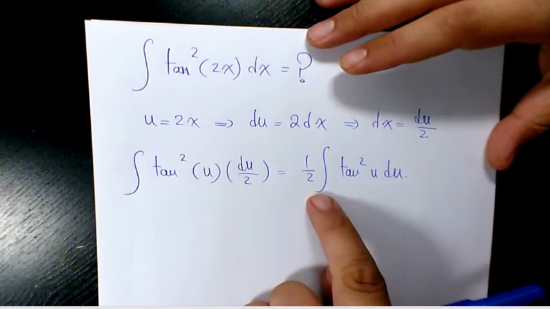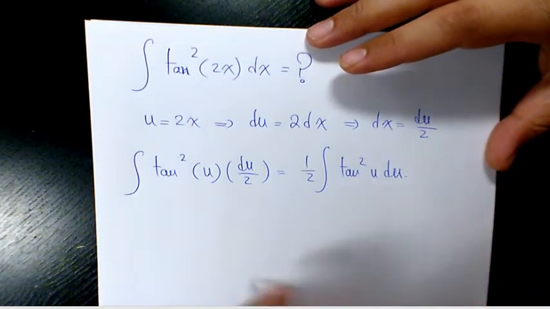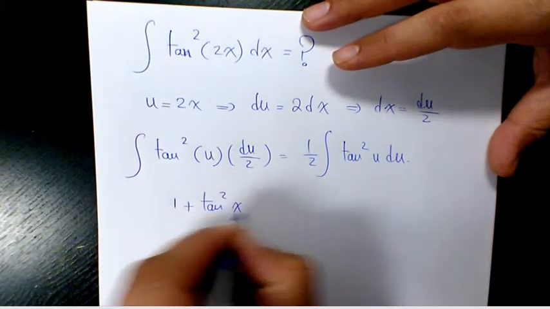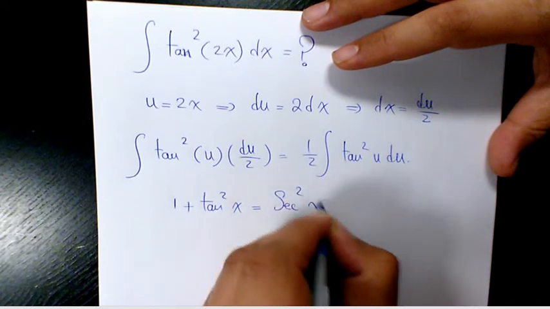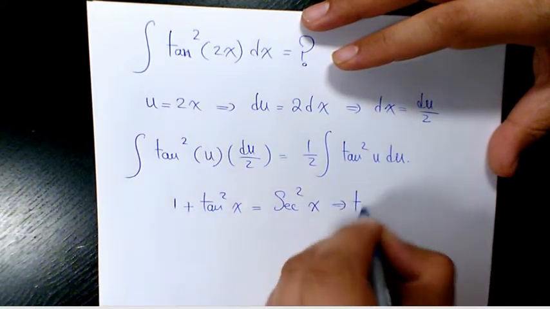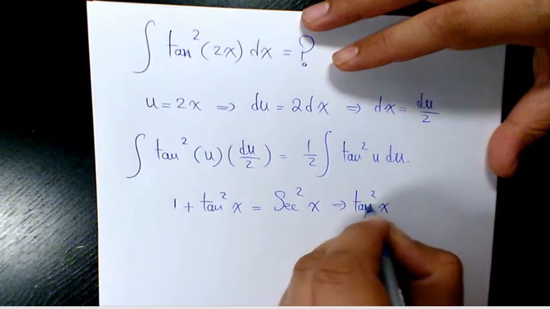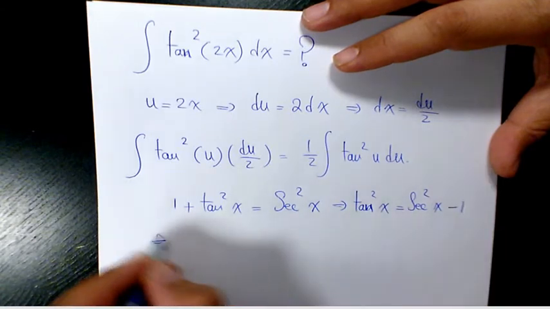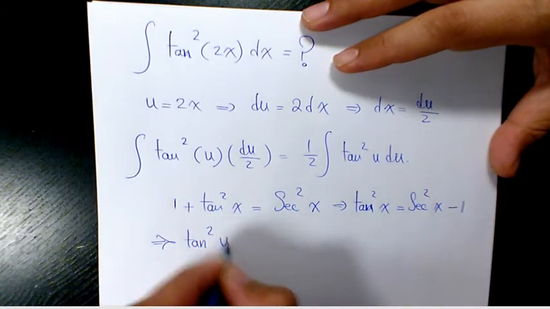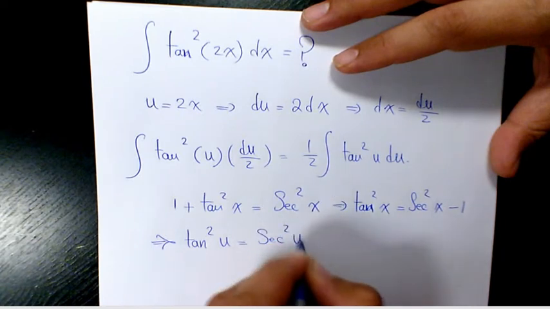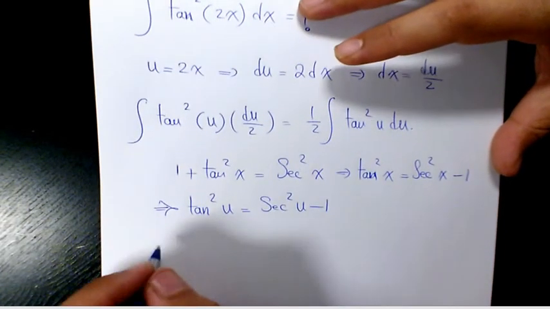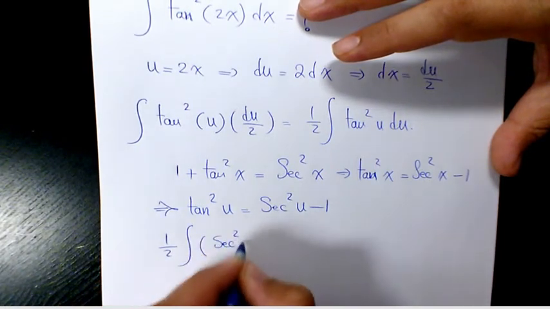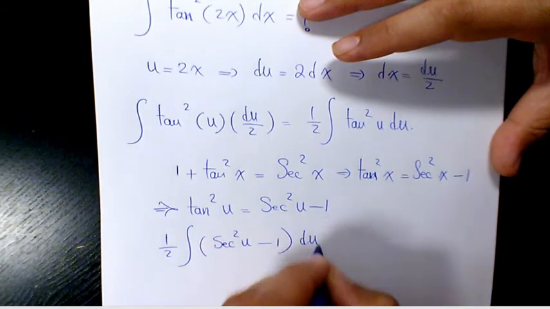Now we need to find out the integral of tan squared u du. We know 1 plus tan squared x equals secant squared x, which means that tan squared x equals secant squared x minus 1. Therefore, tan squared u equals secant squared u minus 1. So we have 1 over 2 secant squared u minus 1 du.